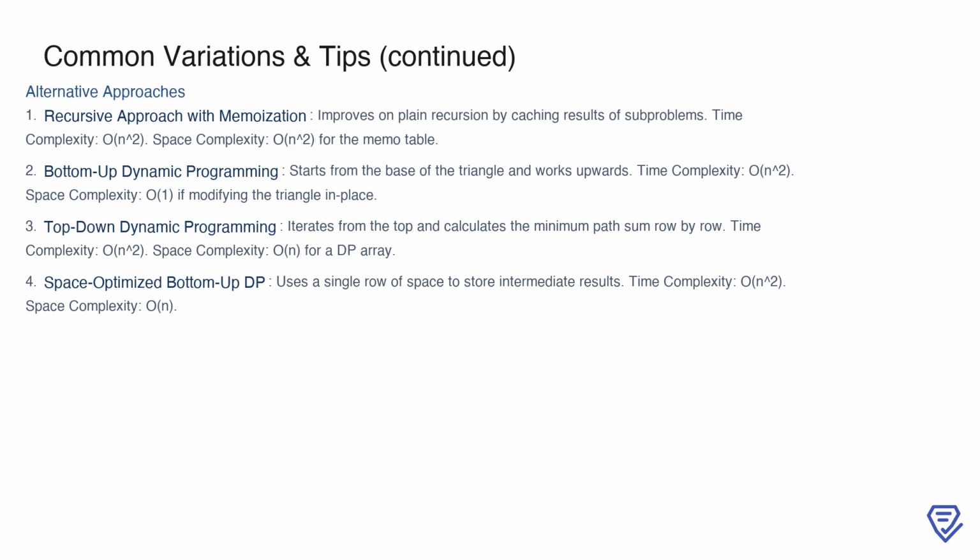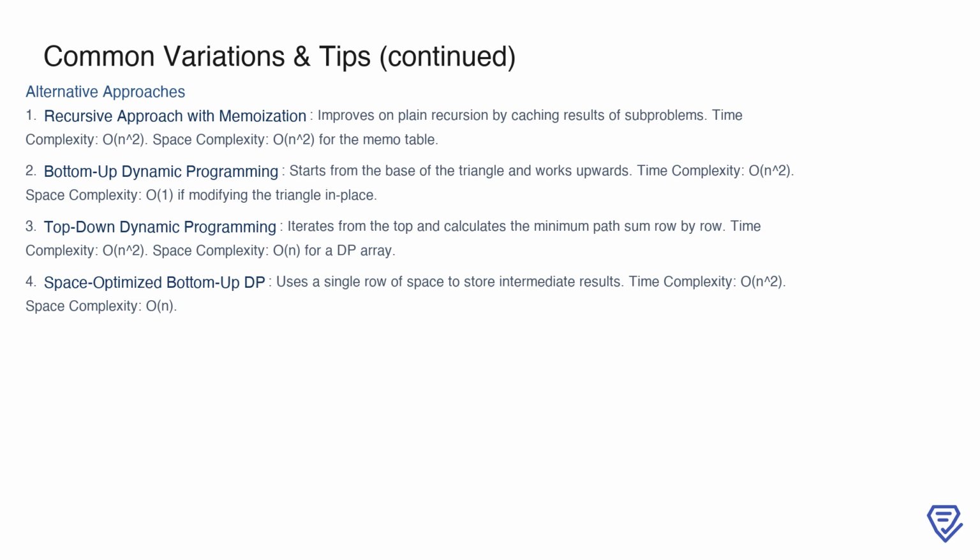There are several approaches to solving the triangle problem, each with its trade-offs. The recursive approach with memoization improves plain recursion by caching results of subproblems, reducing redundant computations. It has a time complexity of O(n squared) and a space complexity of O(n squared) for the memoization table. Bottom-up dynamic programming is another popular method. Starting from the base of the triangle, you work upwards to compute the minimum path sum, with a time complexity of O(n squared). If you modify the triangle in place, the space complexity can be reduced to O(1).